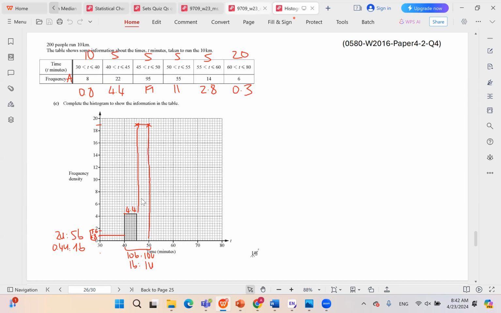And then for the following one, from 50 to 55, we want to be at 11. So again, 11 will be halfway between 10 and 12, so midway through between box 2 and box 3. And we move 5 boxes to the right. So 1, 2, 3, 4, 5. So something like this. From 50 to 55.